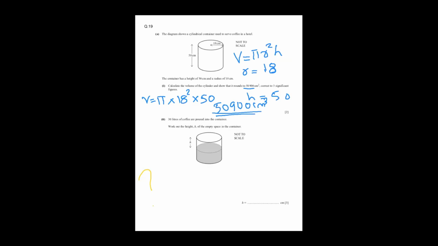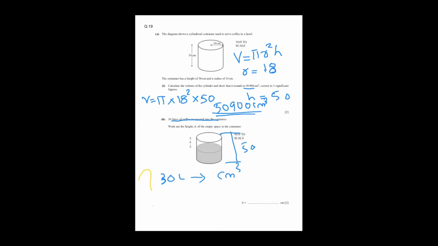Now we know that 30 liters of coffee are poured into this container. So first you convert this 30 liters into centimeters cubed. We need to find this unknown height. That is our ultimate aim. We know this total height is equal to 50.